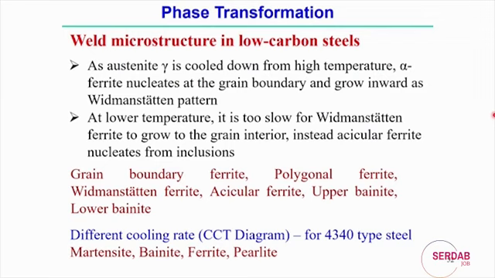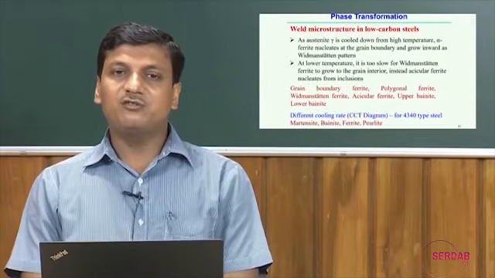So, this low carbon steel forms different types of structure: grain boundary ferrite, polygonal ferrite, Widmanstatten pattern ferrite, acicular ferrite, upper bainite, and lower bainite. This different kind of structure can be produced in the weld microstructure, or we observe it in the weld microstructure of low carbon steel.